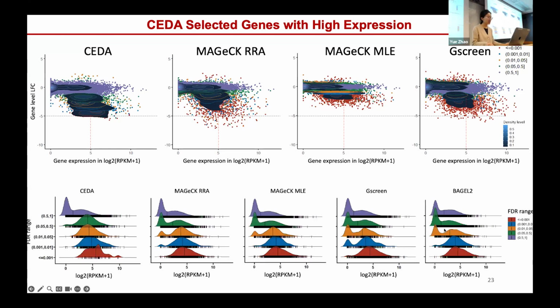And we also look at the gene expression level. Similarly, we stratify all the genes by FDR range, and we plot for each stratified gene group. CEDA is the only one that didn't select any genes with low expression, and all the others have some noise, or genes with low expression selected.